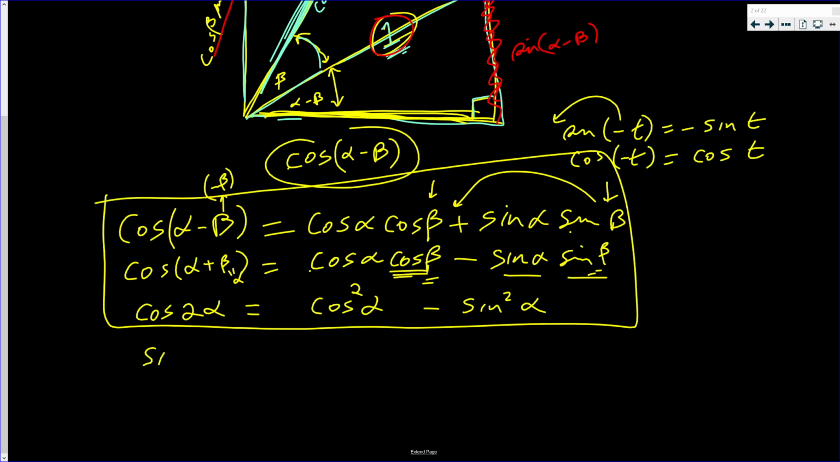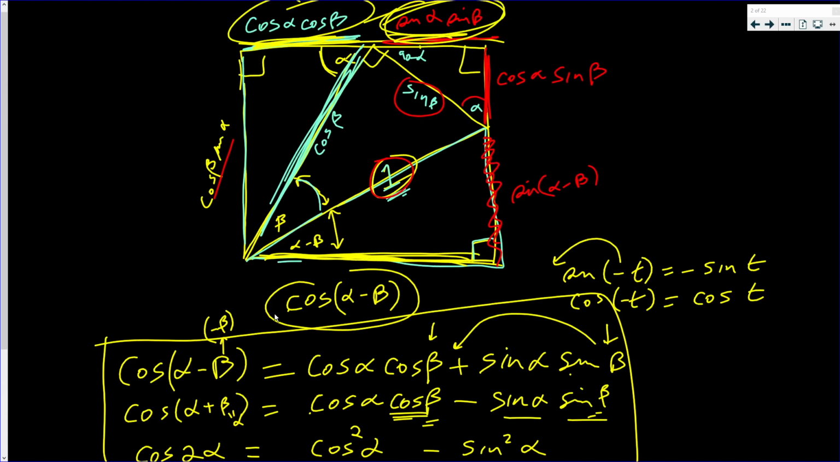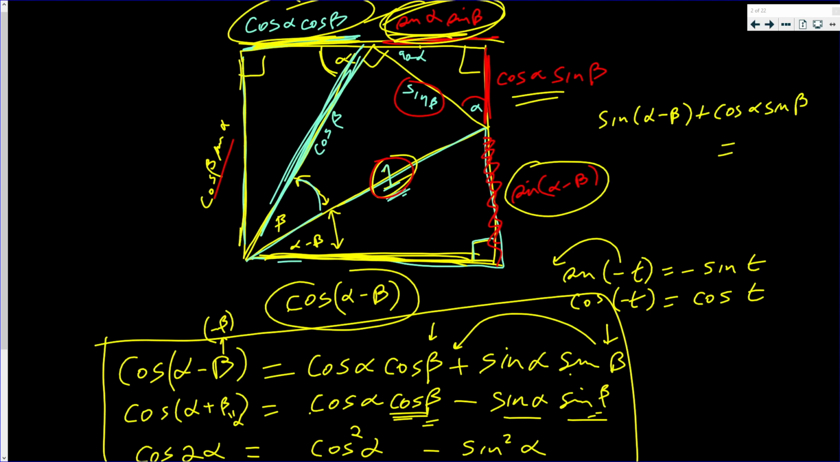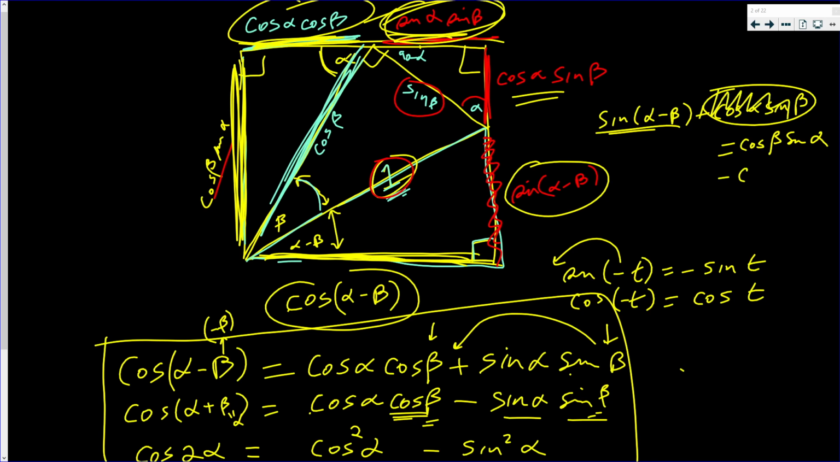Now let us look at the sine of alpha minus beta. Well, that's right here. We have that the sine of alpha minus beta plus the cosine alpha sine of beta is equal to this here, which is cosine beta sine alpha. Now, I only want to know what this is, so I'm going to bring this to the other side. It'll become minus cosine alpha sine beta.